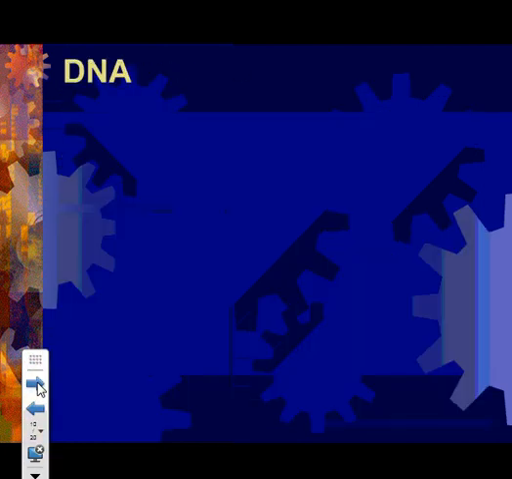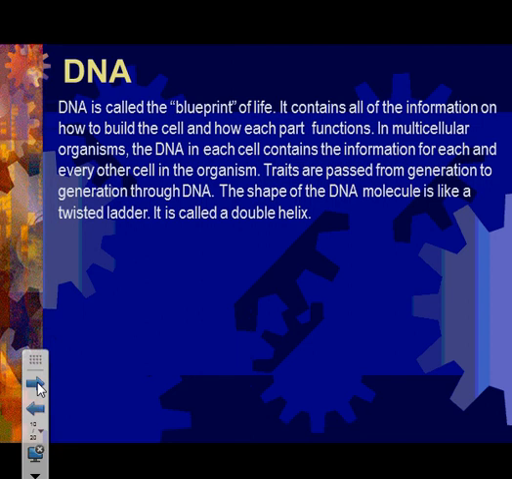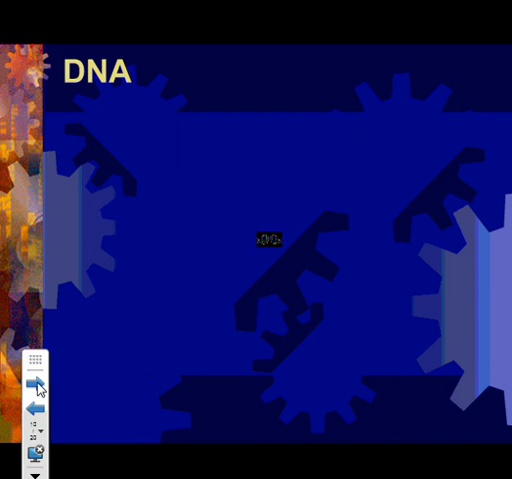All right, next we have DNA. DNA is called the blueprint of life. It contains all of the information on how to build the cell and how each part functions. In multicellular organisms, the DNA in each cell contains the information for each and every other cell in the organism. Traits are passed from generation to generation through DNA. The shape of the DNA molecule is like a twisted ladder. It's called a double helix.